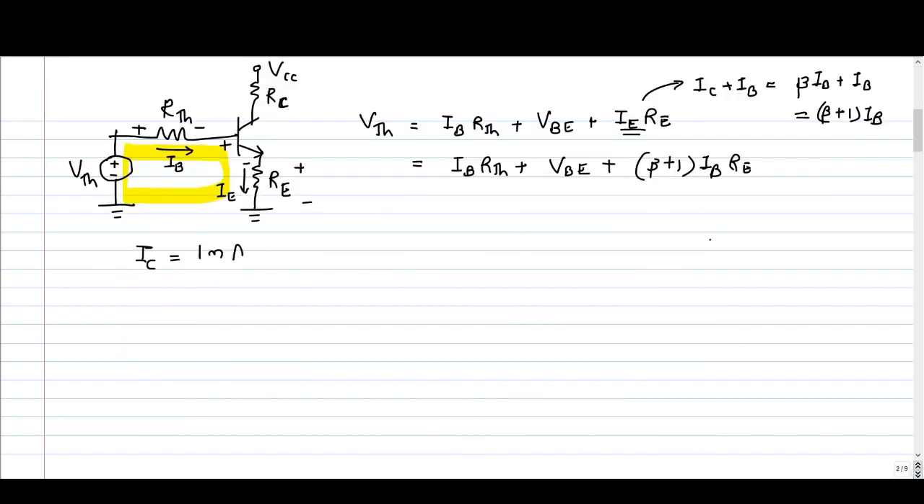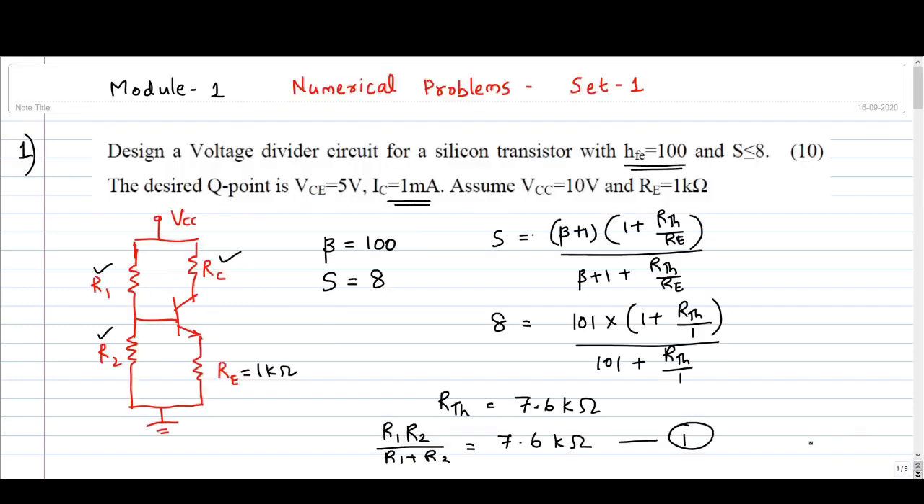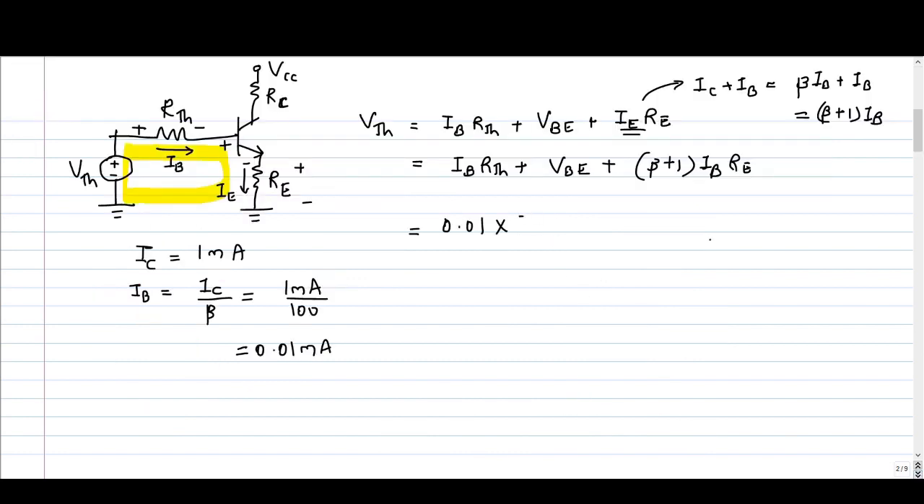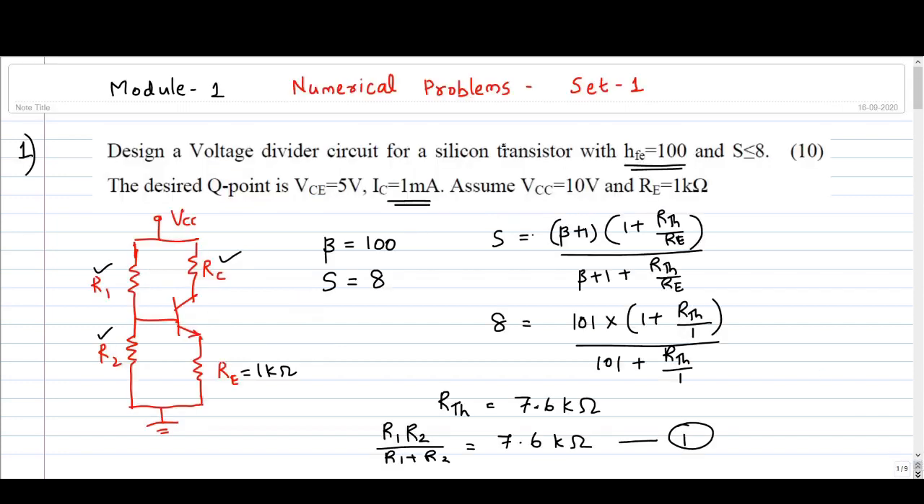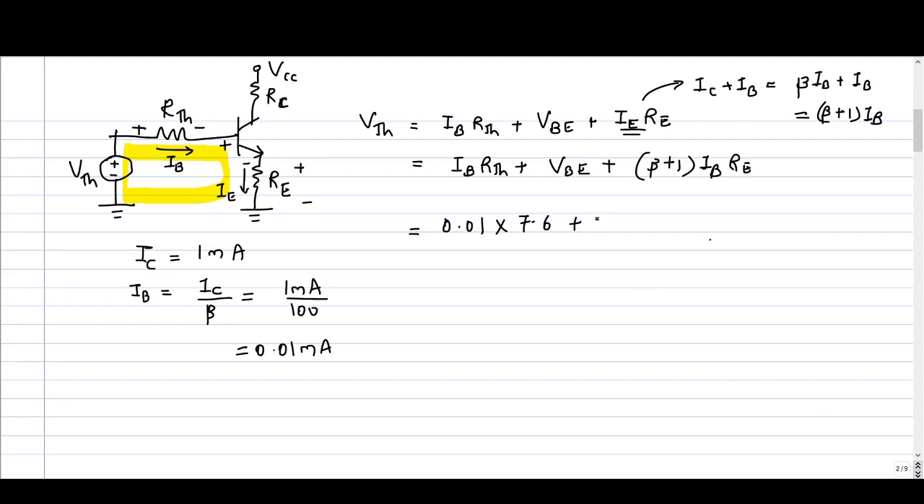So IB you can calculate. IB is IC by beta. So 1 milliampere divided by 100. So it is 0.01 milliampere. You can substitute it here, 0.01 milliampere into RTH. We got the first equation, 7.6 kilo ohm. So 7.6 plus VBE. In the question it is given that it is a silicon transistor. So VBE is typically 0.6 or 0.7. We can take 0.7 volt.